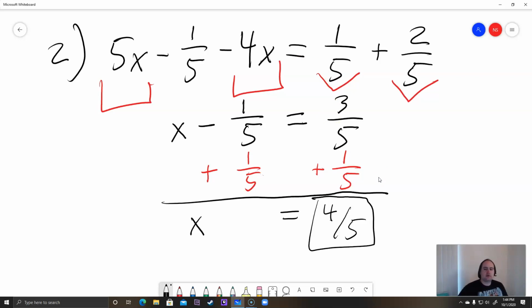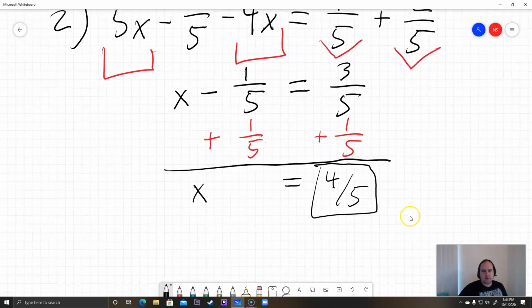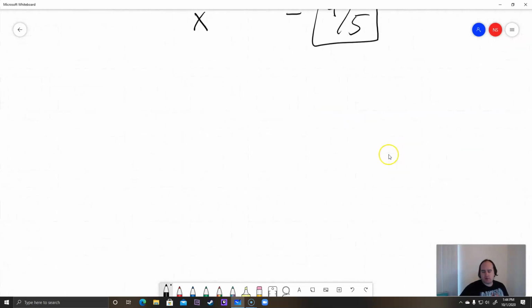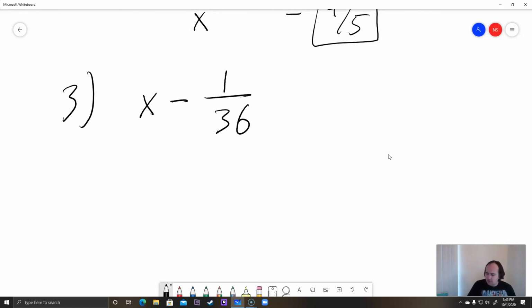All right. So those were relatively easy problems because they're like fractions. So hopefully those are not too challenging. Now for problem number 3, we're going to see some fractions that are unlike fractions. So they have different denominators. So for this one, we have x minus 1/36 equals 17/18.